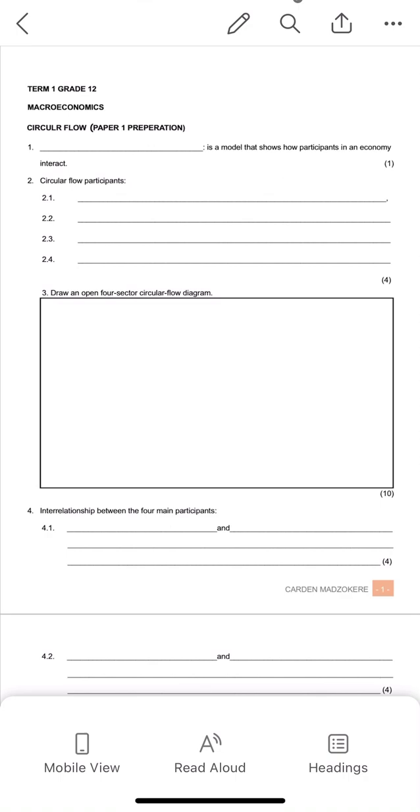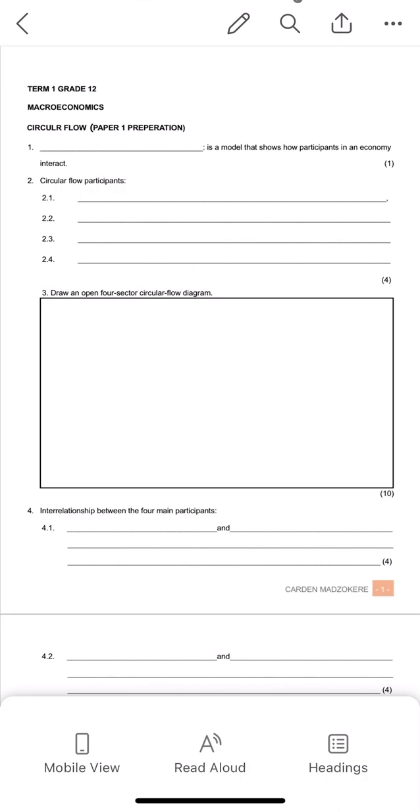I put it in there and just ask you to fill in. For instance, you must know the definition of what a circular flow is. So there it is on number one. Then they say you must know the participants. Then I try to find out if you know them. Then they say you must be able to draw a circular flow diagram. There I give you space, draw it.